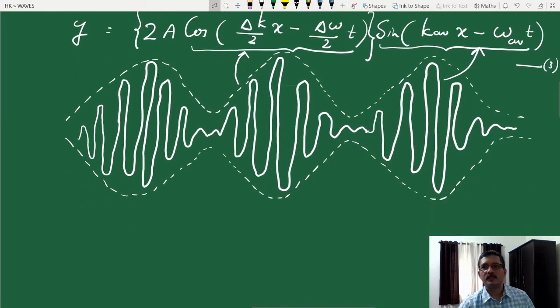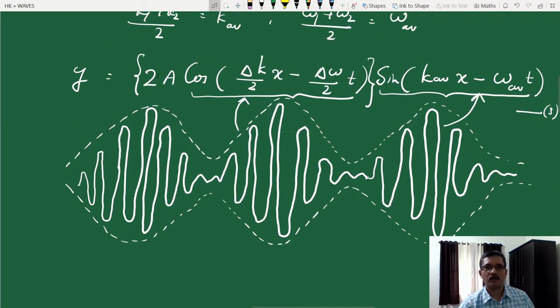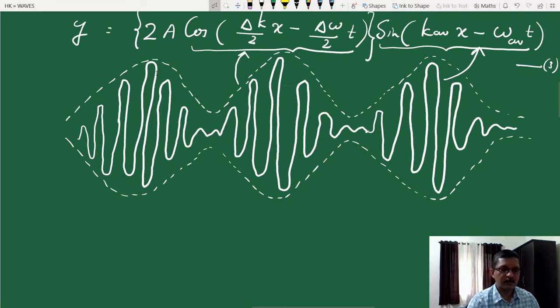We know that now there is a rapidly oscillating part and a slowly oscillating part. The speed of the rapidly oscillating part is called the phase velocity.